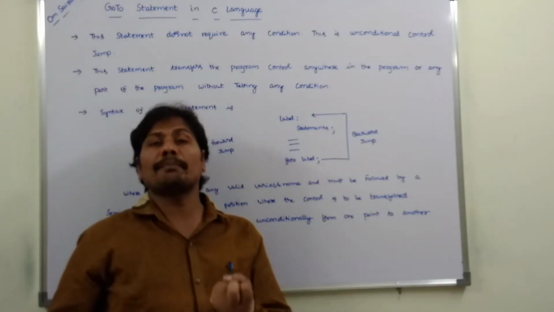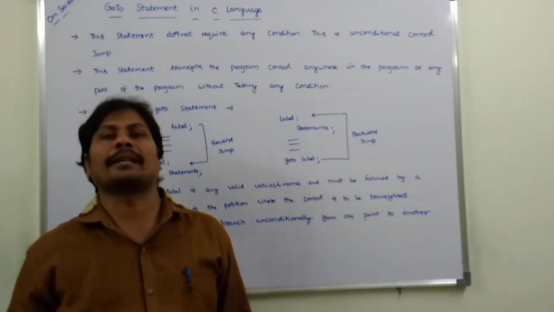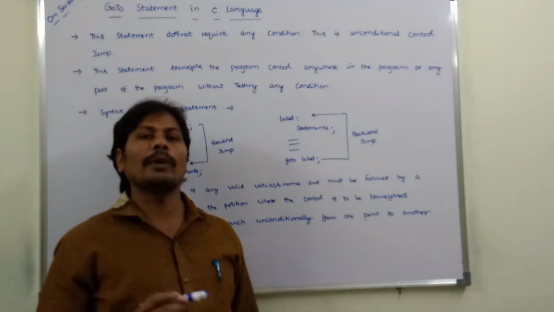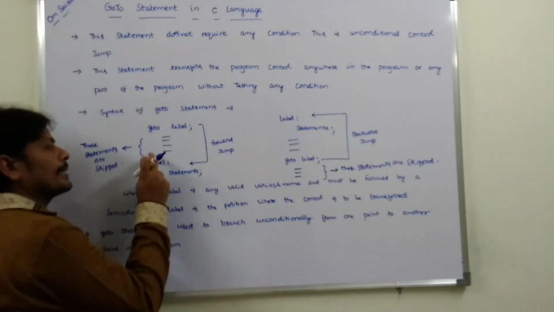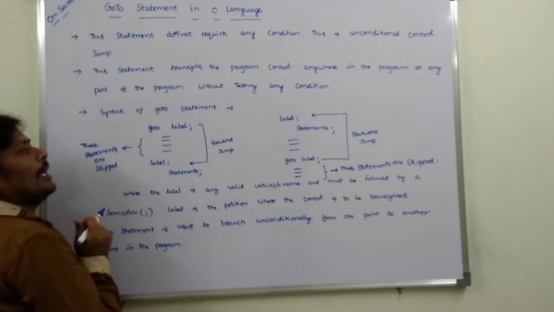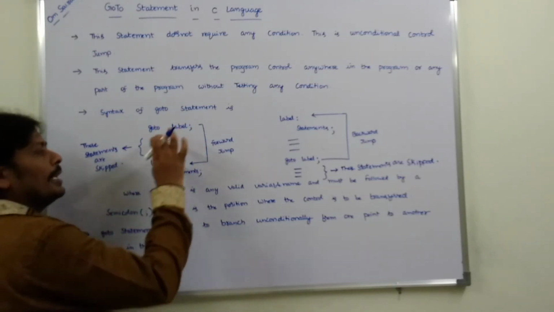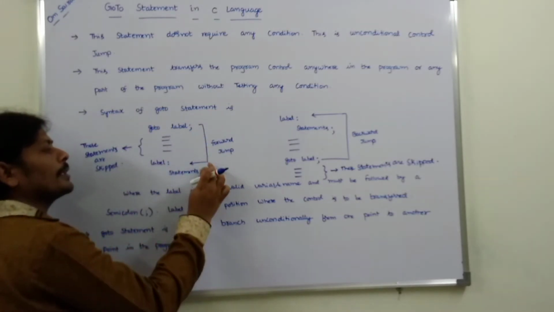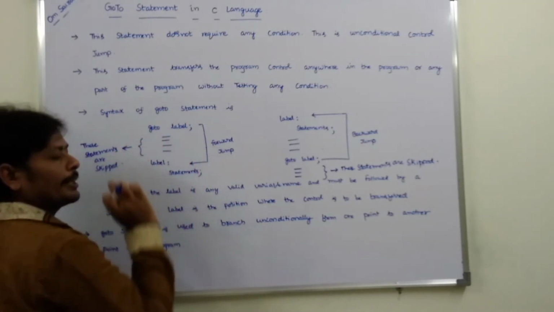Okay, so the goto statement is called an unconditional branch transfer statement. Now we have to go to the example program. Here in this case, these statements are skipped. Whatever statements come after the goto label statement are skipped, and the program control is transferred from this statement to this statement by skipping those statements.